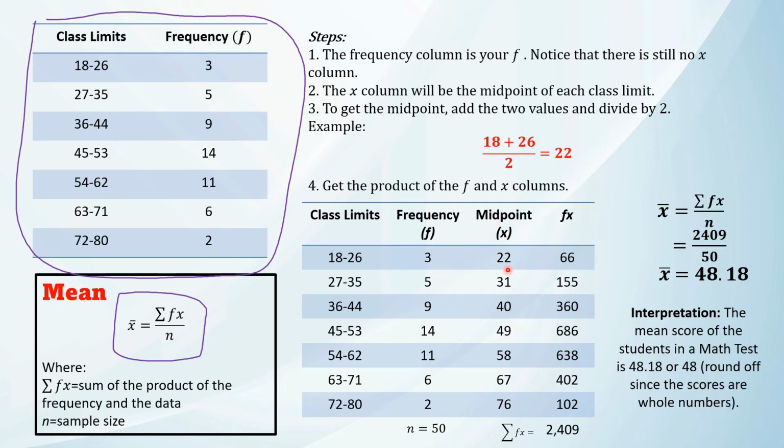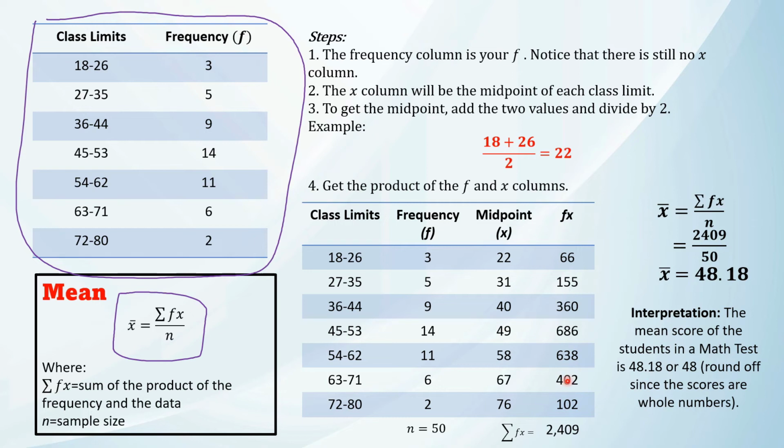Okay, since you now have the midpoint, you can now get the product of F and X. You will just multiply this 3 and 22 to get 66. So 3 times 22 is 66. 5 times 31 is 155. 9 times 40 is 360. So just continue the process and you will get this f of x column.